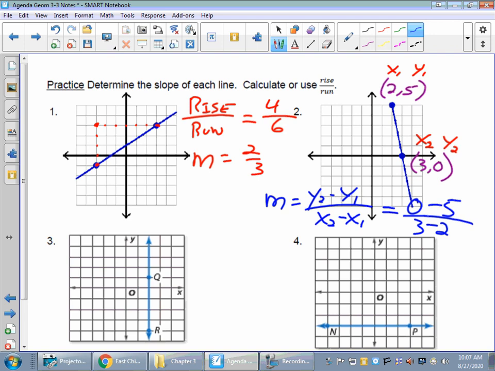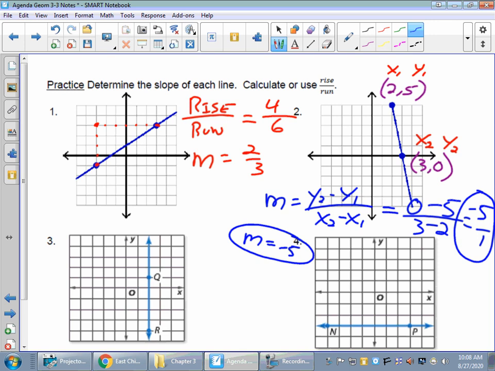That way, when I work it out, 0 minus 5 is negative 5, and 3 minus 2 is 1, so it'd be negative 5 over 1 as my slope. Or, since it's a unit rate, we could just write it as negative 5. Okay? So a couple good examples there.